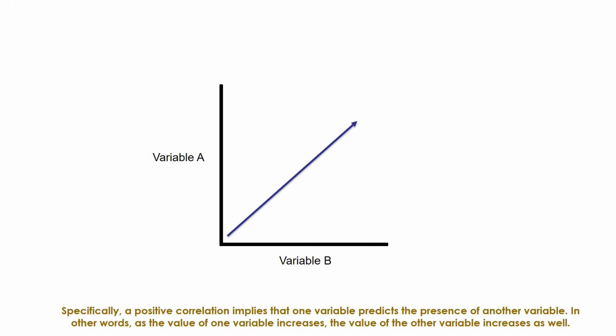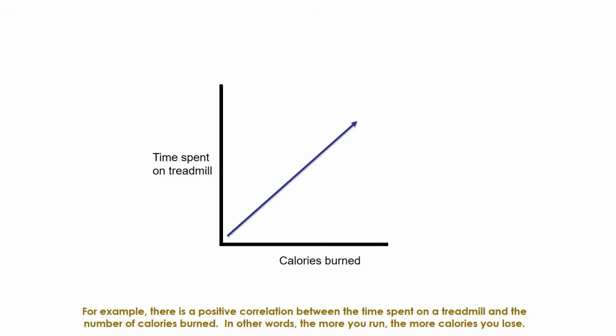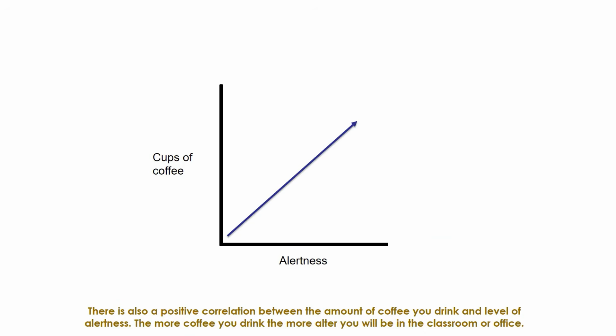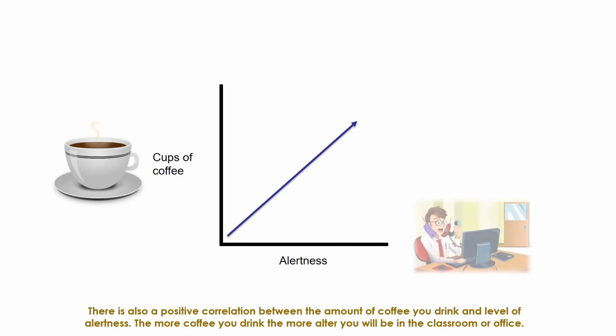Specifically, a positive correlation implies that one variable predicts the presence of another variable. In other words, as the value of one variable increases, the value of the other variable increases as well. For example, there is a positive correlation between the time you spend on a treadmill and the number of calories burned. In other words, the more you run, the more calories you lose. There is also a positive correlation between the amount of coffee you drink and level of alertness. The more coffee you drink, the more alert you will be in the classroom or office.